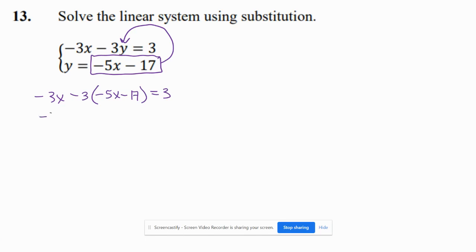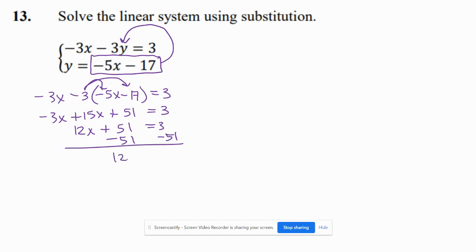We'll do distributive property first. -3 times -5x will give us a positive 15x. -3 times -17 will give us a positive 51, and that's all equal to 3. Combine like terms, -3x and 15x will give us 12x. Subtract 51 from both sides. That gives us 12x is equal to -48. Divide both sides by 12. That's going to be x is equal to -4.